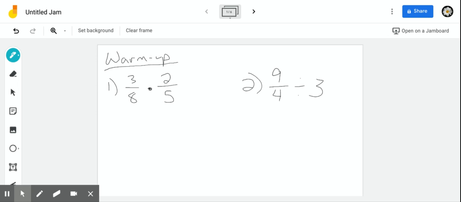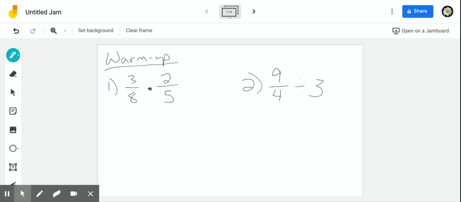Today we are going to talk about how to multiply and divide with rational expressions. So remember, rational expressions are things that have x's in the numerator and denominator. So we're going to talk about how to multiply and divide those. Before we do that, we want to warm up with just remembering how to multiply and divide fractions.